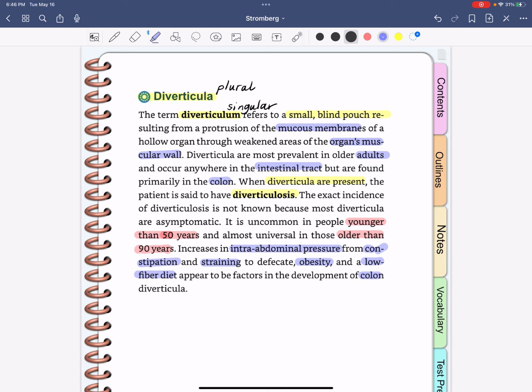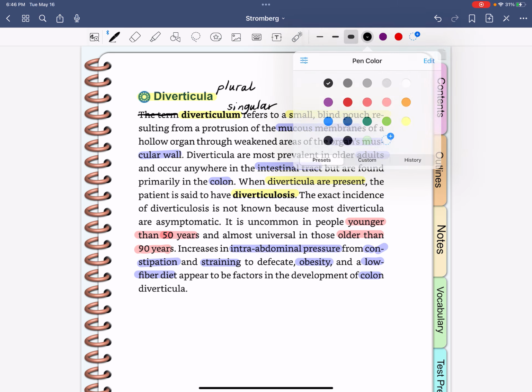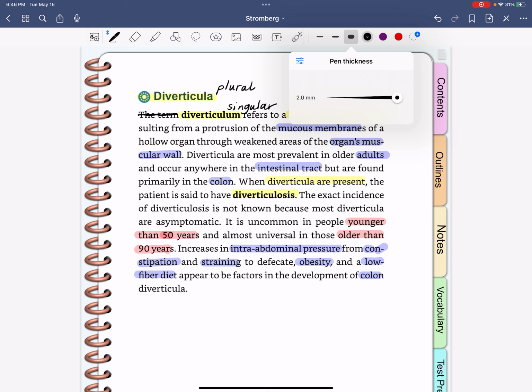Okay, now that I've got all this highlighting done, essentially what I'm going to do, and I will come back to this and undo this, is cross out everything that isn't highlighted. So I'm literally going to cut away the stuff that I didn't highlight. I should have highlighted that word protrusion. So let me back up. Protrusion is a noun.